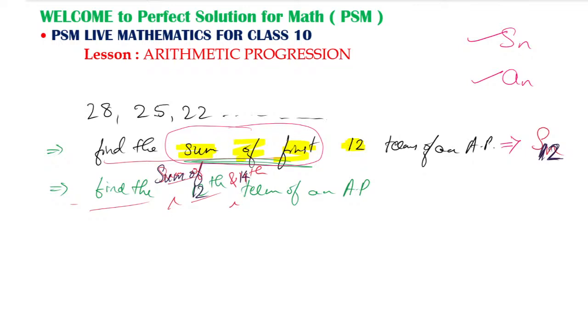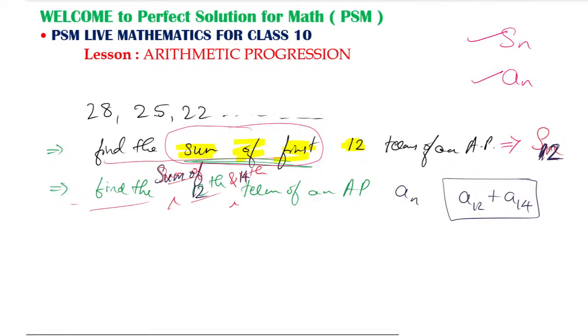It is an An formula. Why is it an An formula? It is nothing but A12 plus A14, because it says find the sum of the 12th and the 14th term of an AP. So A12 plus A14. So how to identify whether it is An or Sn?